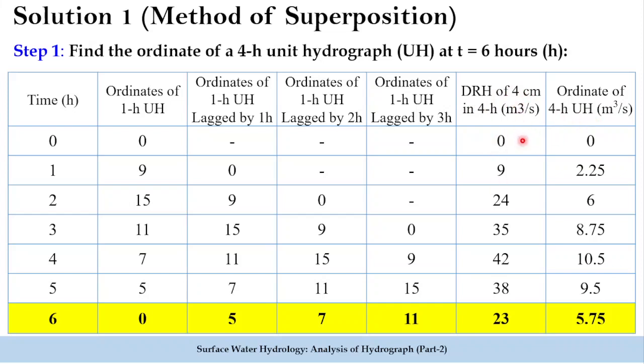So now dividing each of the ordinates of the direct runoff hydrograph by 4, we get the ordinates of the 4 hour unit hydrograph. So 9 divided by 4 gives 2.25. Likewise, 24 divided by 4 gives 6. 35 divided by 4 gives 8.75, and so on and so forth. Now in the problem it has been asked, what is the corresponding ordinate of the 4 hour unit hydrograph at time 6 hours. Here I have highlighted in yellow, and the answer is 5.75 meter cube per second, which is the ordinate of the 4 hour unit hydrograph corresponding to the time 6 hours.